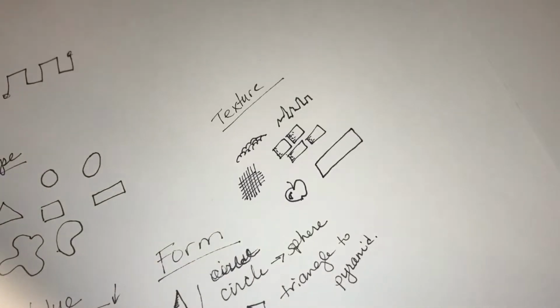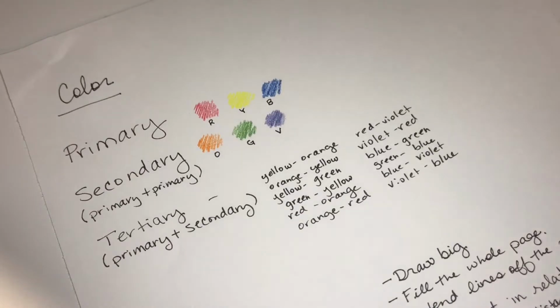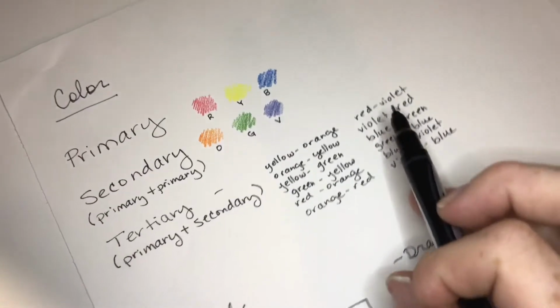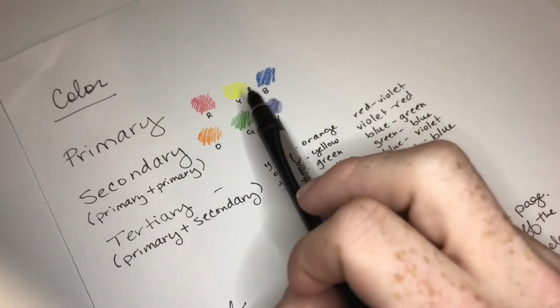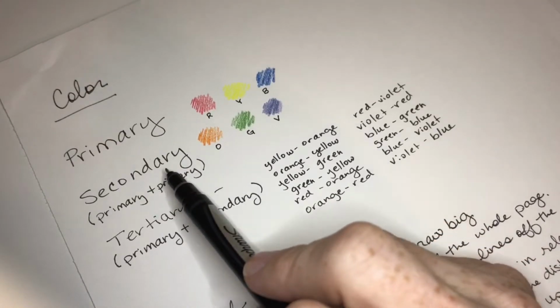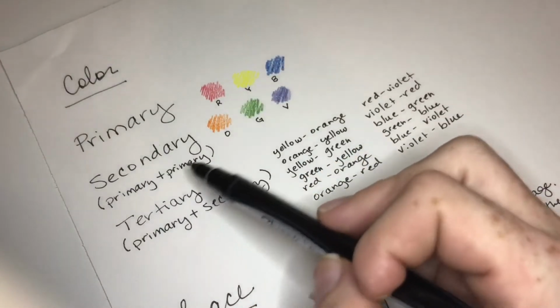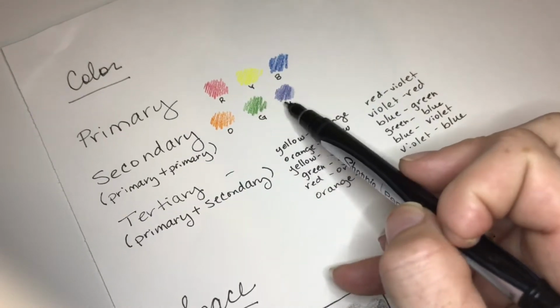The next two elements I have gone and already prepared. The first one is color. Color begins with your primary colors, red, yellow, and blue. They cannot be broken down to make any other colors, so they are primary. Your secondary colors are one primary color plus another primary color. That's orange, green, and violet.